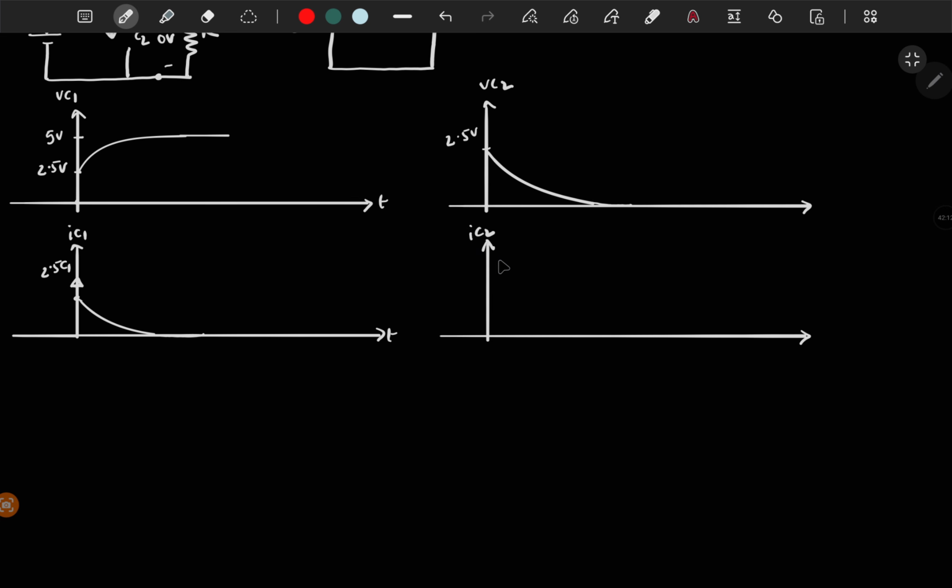Similarly, IC2 is 0 till t equal to 0, and at t equal to 0 the voltage goes from 0 to 2.5, right? So the change in voltage is 2.5. So you will get a 2.5 times C2 impulse function at t equal to 0. And the voltage across the capacitor C2 starts discharging. It means the current flowing through the capacitor C2 is coming out of the capacitor, which means IC2 is negative. So it will go to some negative value and then exponentially it will go to 0.